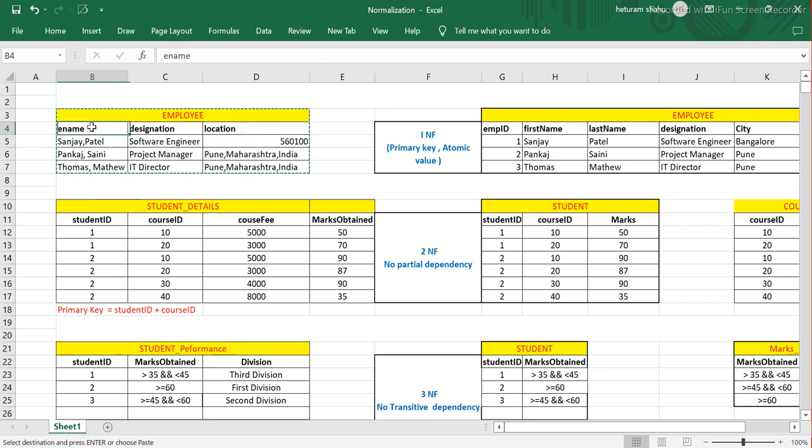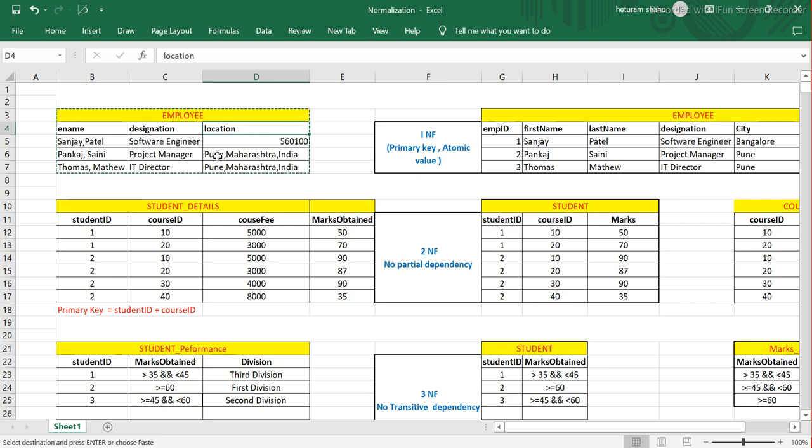So here I see employee name, is it atomic? I think probably this is not atomic. Why? Because this name can be further divided into first name and last name, right? So it is not an atomic value. Atomic value says that you cannot divide that value any further. So here employee name is divided into first name and last name, right? Fine. Now location. Location is a combination of city, state, and then country, right?